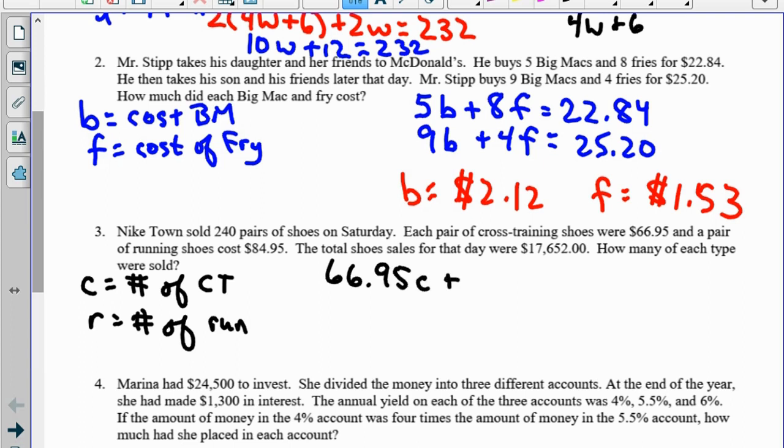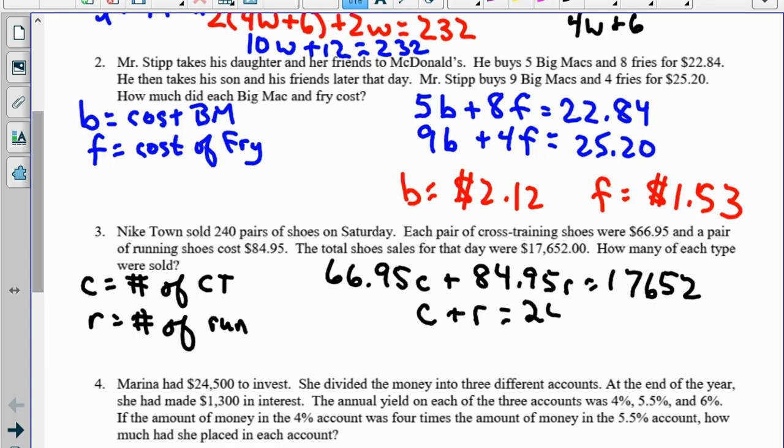So in this case, I have 66.95C plus 84.95R equals a large amount of money, 17,652. And then I can also say C plus R equals 240. The reason for that is if these are the number of shoes, then if I add together the number of cross trainers and the number of runners, I'm going to get a total of 240. If I multiply the number of shoes that were sold by their cost, that can give me the total amount.